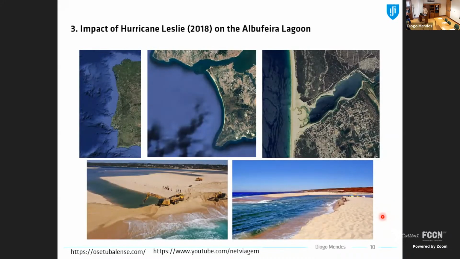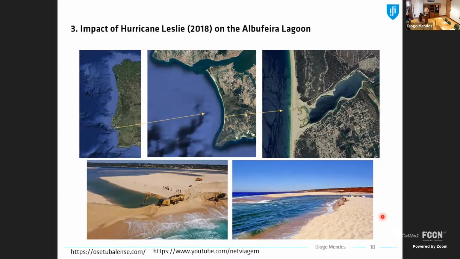Now, let's go to the first example. This was work that I developed during my PhD regarding the impact of Hurricane Leslie on the Albufeira Lagoon. Albufeira Lagoon is located more or less 20 kilometers south of Lisbon. If we zoom in on that area, we see a coastal lagoon that is connected to the sea through an inlet channel.